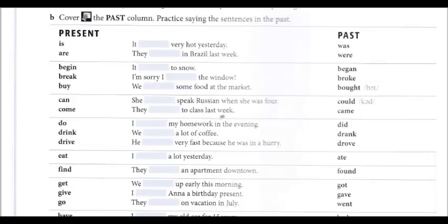We are on page number 116, okay? And now we will be talking about the verbs in the simple past, okay? We have here a table with some very common verbs in English, okay? In this table we have the present, and on this other side we have the past, okay? So this side we have the present, and here we have the past.